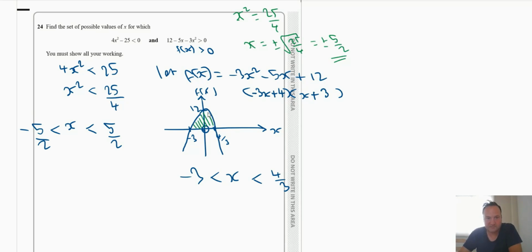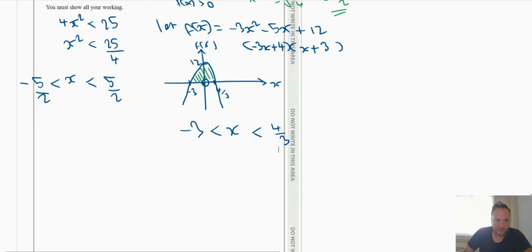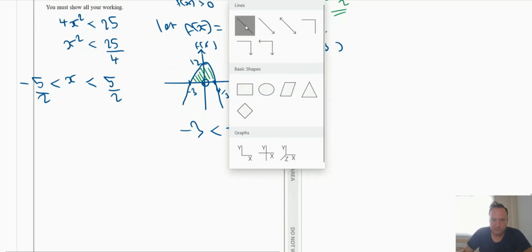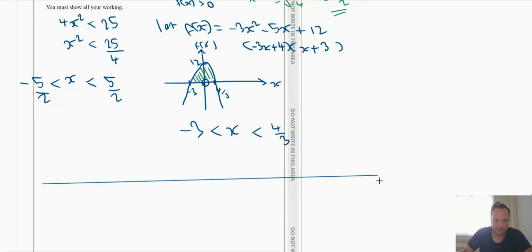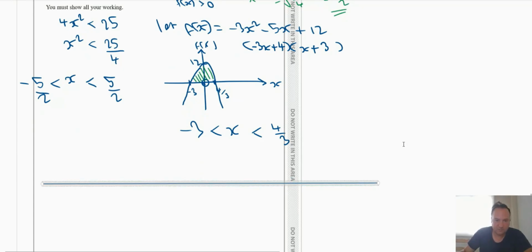But what we need to do next is try and merge these two things together. So we're interested, aren't we, in solutions for x which satisfy both of these inequalities. Now what I'm going to do here is draw a number line to make this a little bit easier. We've got the first solution when x is between 5 over 2 and minus 5 over 2. Well, that's basically just 2.5. So we've got 2.5 over here. We've got minus 2.5 over here.